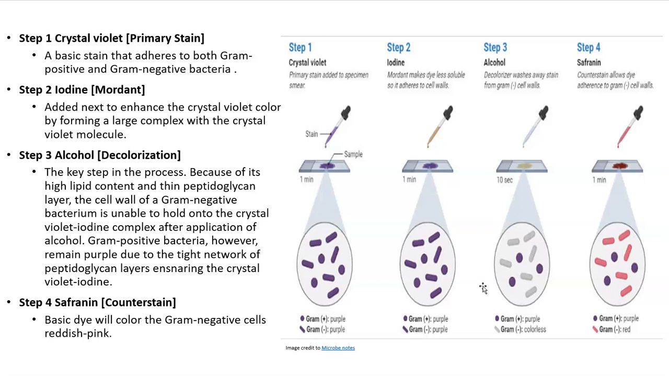The very last step is to add the counterstain called safranin, which is just a pink basic dye that is going to stain anything that lost its color in the previous step pink. Because again, we can't see clear cells in the microscope, so we need to create that contrast. So we counterstain with safranin for 1 minute and then rinse it off with water. And at that point, your gram-negative cells are pink and your gram-positive cells are purple.